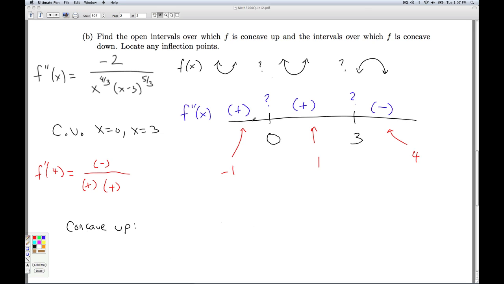The question is, can I combine those? And the answer is no. And the reason why the answer is no is that for the first derivative, 0 and 3 aren't in the domain. So I can't connect things up. x equals 0 is not in the domain of f prime of x. So we're going to list these as separate intervals.